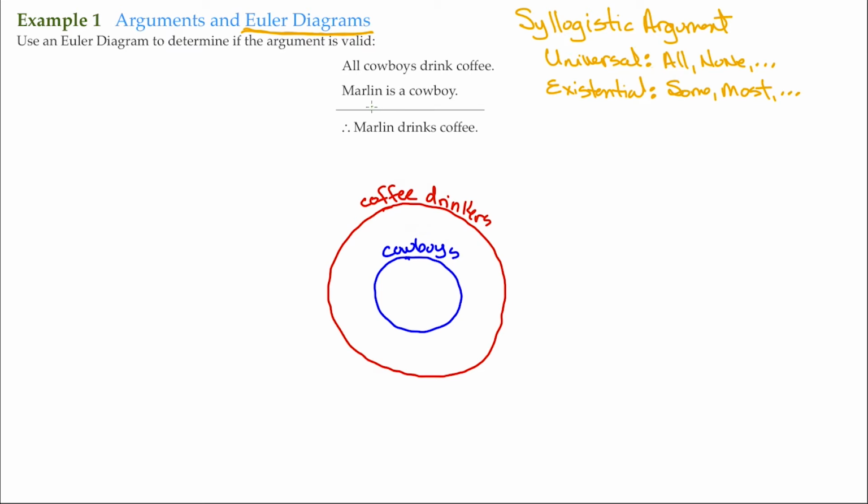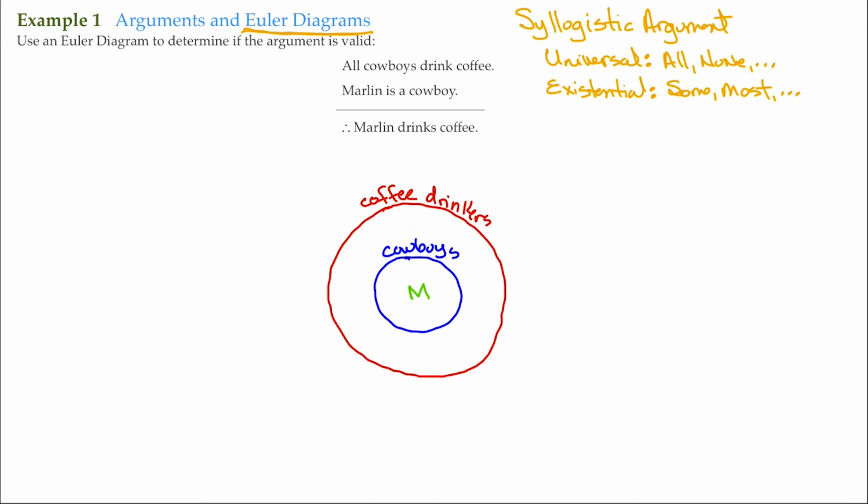Now the second premise is going to go on top of the first premise. And the second premise is Marlin is a cowboy. Now that does not have a quantifier. So since it doesn't have a quantifier, I could use a symbol like we have earlier. We use P, Q, R. I can use a symbol to represent this, except I'm just going to use the letter M for Marlin. And that's going to go right in here because Marlin is a cowboy. So Marlin's got to go in the cowboys.